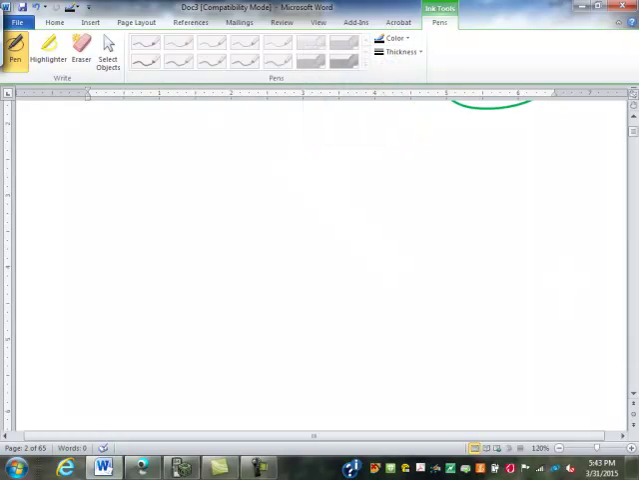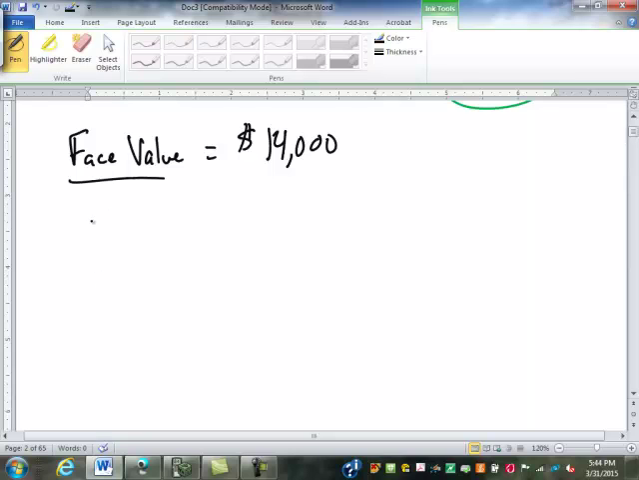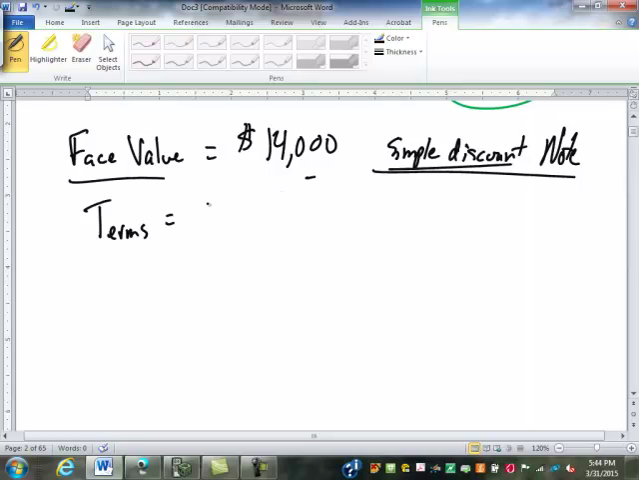Well, let's try another example of that. So let's say we have a face value of $14,000. A simple discount note. Our terms, 7.2% interest for 90 days. You guys tell me where to start.